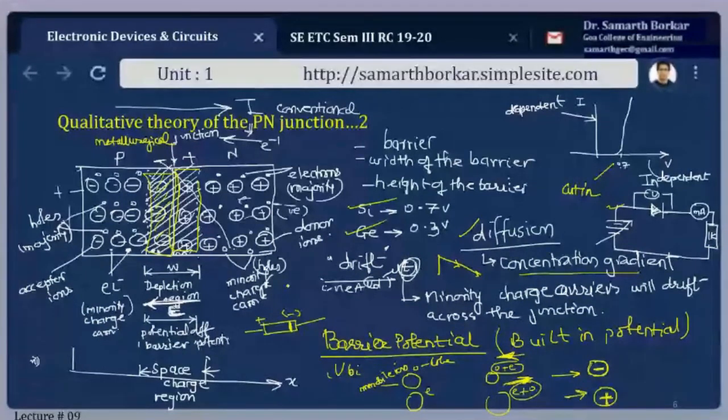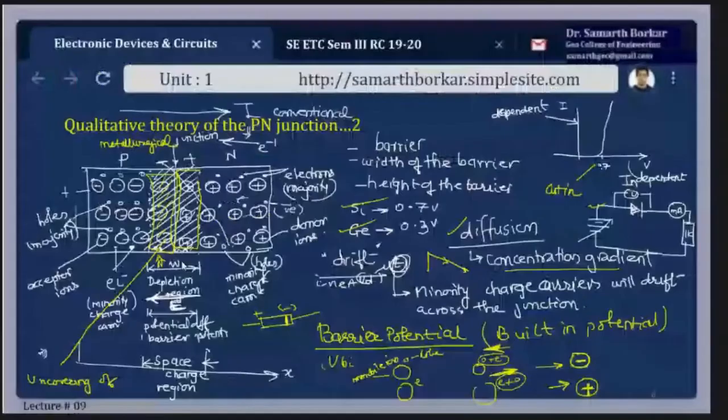So in the depletion region, on the P side layer, we have negatively charged immobile ions, and on the N side we have positively charged immobile ions, and they are depleted of charge carriers. This is what is referred to as uncovering of immobile ions.